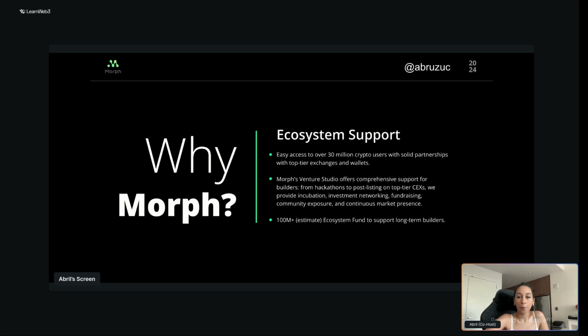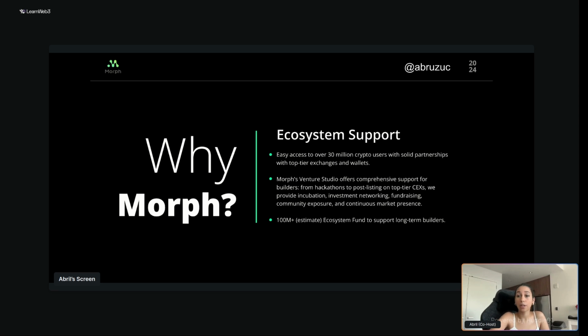We have our Morph Venture Studio, which basically can support you from hackathons to post-listing on top tier decentralized exchanges or centralized exchanges. We provide incubation, exposure, fundraising, and continuous market presence. We have around a 100 million ecosystem fund to support long-term builders.